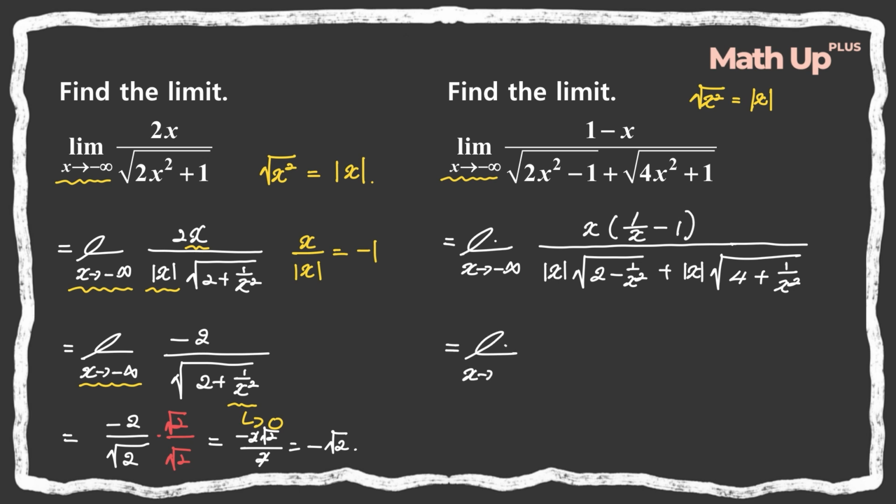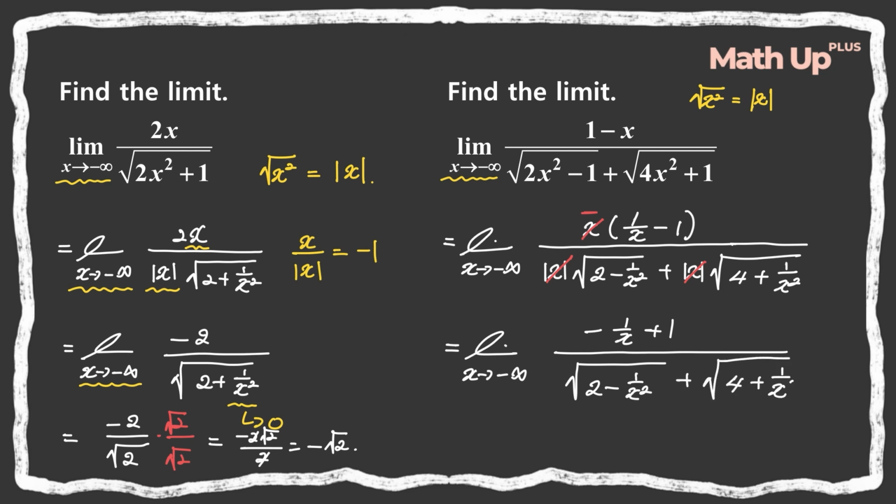Limit as x approaches negative infinity, x over absolute value of x, as x approaches negative infinity, that's negative 1, right? So simplify these terms and we must have a negative here. So this is equal to negative, 1 over x plus 1, over square root of 2 minus 1 over x squared plus square root of 4 plus 1 over x squared.